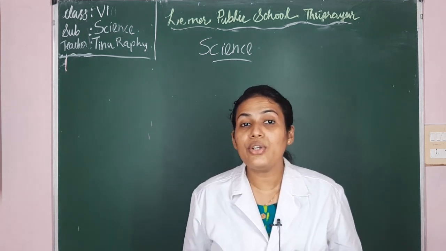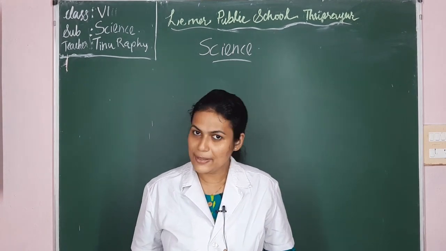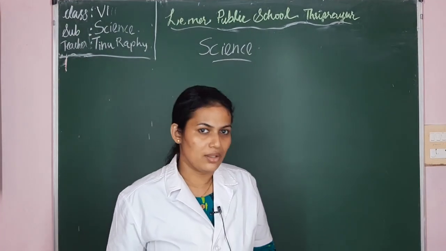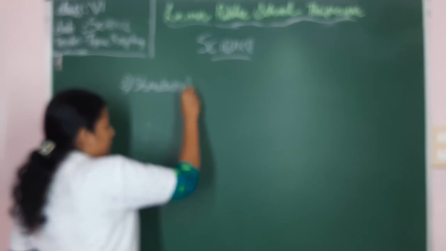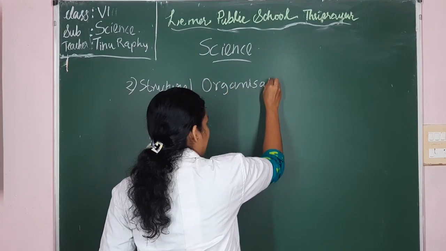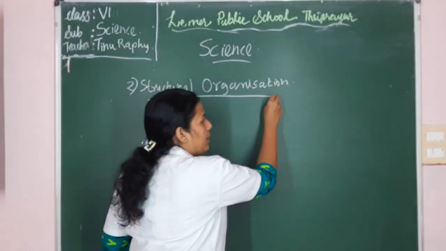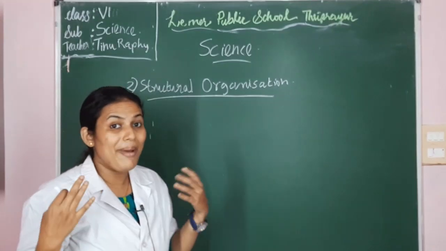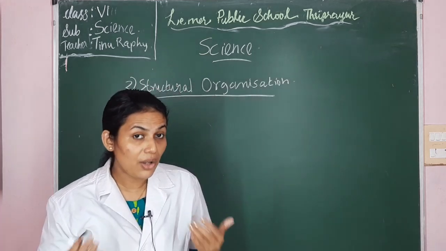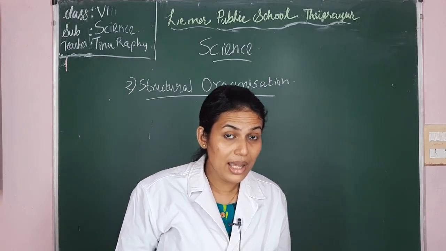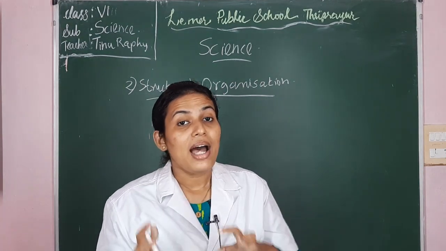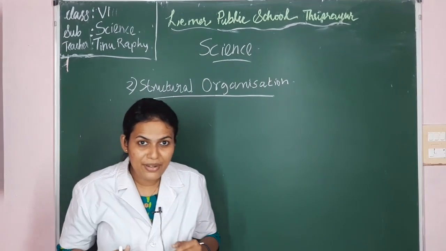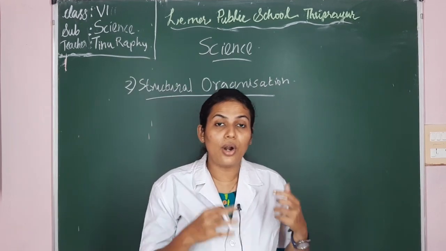So in this class, we are going to learn the second characteristic of living organisms. The second characteristic is structural organization found in living things. Structural organization is the pattern followed by living organisms. We learned that an organism with more than one cell is called a multicellular organism. So every multicellular organism follows a structural organization for performing a specific function. The cells are grouped in order to perform specific functions.